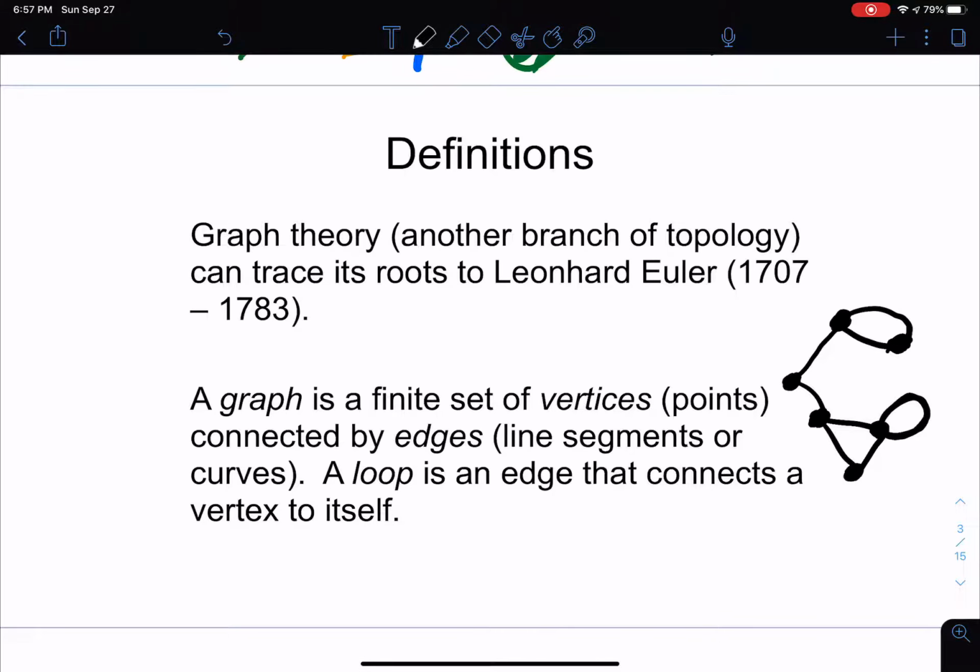But he used the concepts. He basically drew a graph of the situation in Königsberg and started looking at it that way and seeing some of the patterns that came about with his vertices and edges and possible ways you could travel along those edges to each vertex to decide whether it was doable or not.